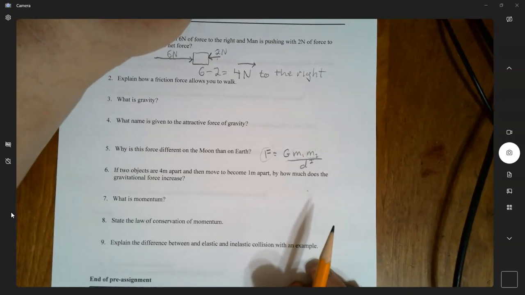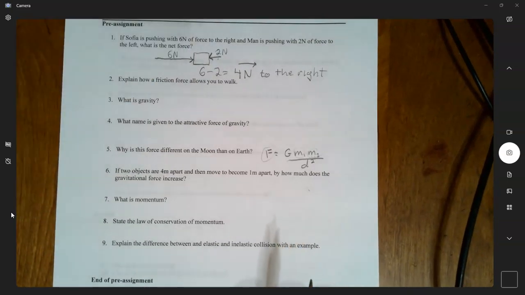If two objects are 4 meters apart and then move to become 1 meter apart, how much does the gravitational force increase? This is what's called a relative relationship. It doesn't tell you an exact gravitational force in newtons. It just tells you what the relationship between them is.